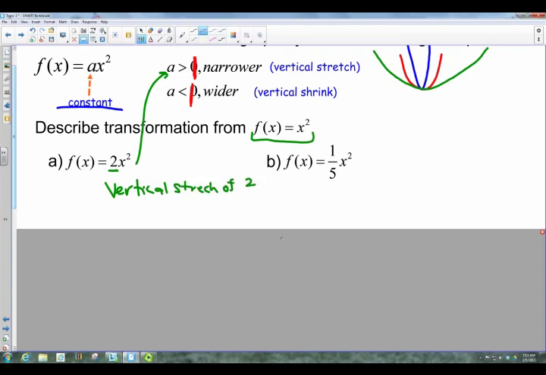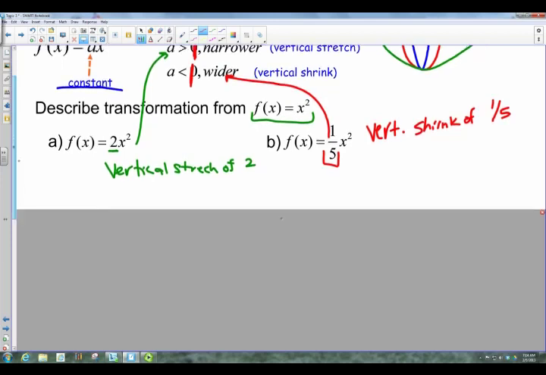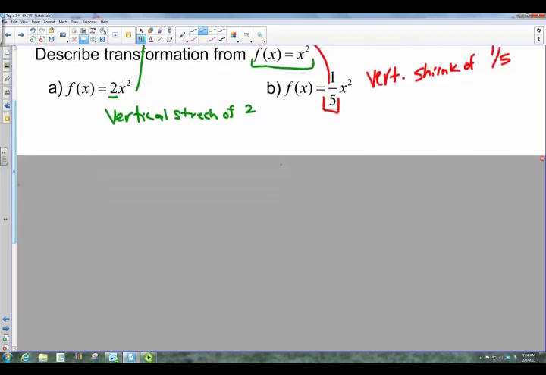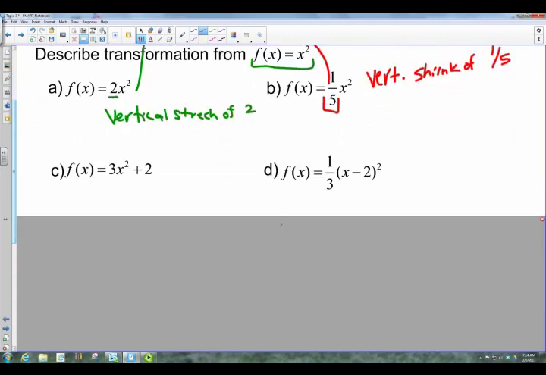Alright, for example B, you've got this 1/5 here. 1/5 in relation to 1 would be less than 1, and so that's a vertical shrink. So you would just say that's a vertical shrink of 1/5, and there's your answer. Okay, so dilations are not too bad. It basically just widens things out or shrinks them and makes them narrower.